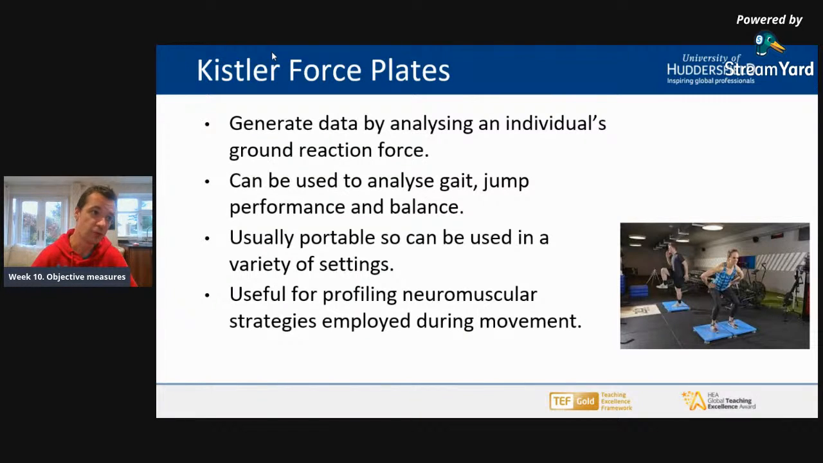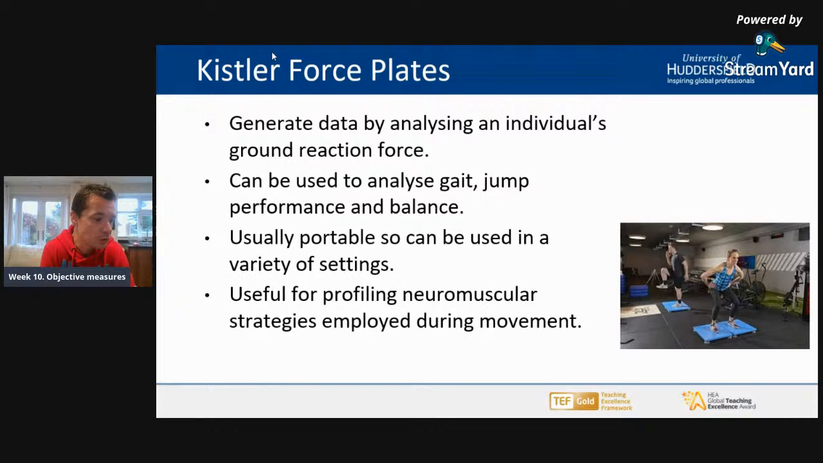Again, the more recent uses of it are moving towards the latter, in terms of the quality of movement. It's done sometimes in conjunction with electromyography, which I'll come on to in a little while. In a nutshell, what does it do? Well, it analyzes an individual's ground reaction force and generates certain data off that, and that can be really quite useful.